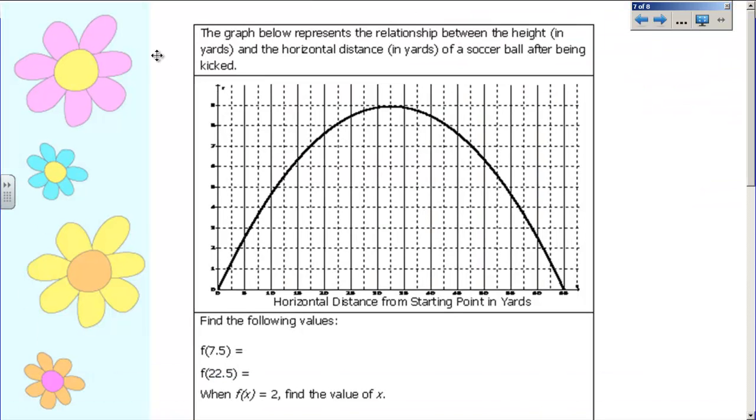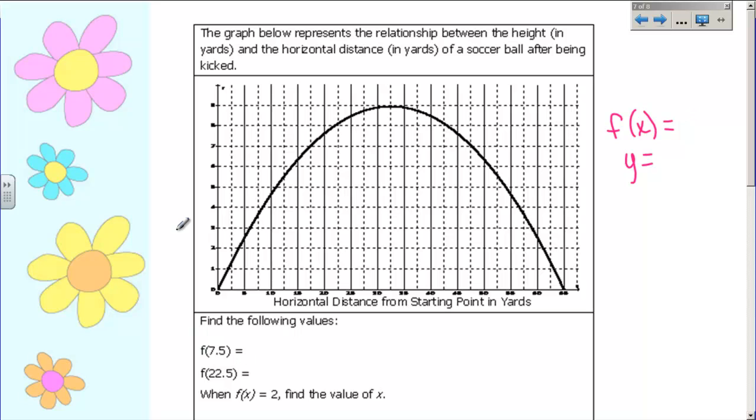Okay, so let's talk about how to use a graph to answer some questions. So you have a graph that represents the relationship between the height in yards and the horizontal distance in yards of a soccer ball after it was kicked. This is what the graph looks like. They ask you to find the following values, and so here's what you know. They're asking you to find f of 7.5, and if you will remember from first semester, f of x was the same thing as saying y equals.